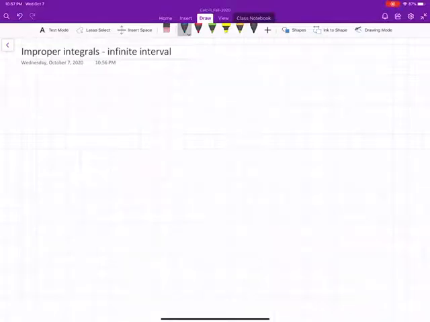Hello. Today we are going to learn improper integrals. There are two types of improper integrals. The first type is infinite intervals. That's what we're going to learn today. In the next day, we are going to learn improper integrals with infinite discontinuity. Okay, that's type 2. Today we're going to learn type 1, which is improper integrals with infinite intervals.